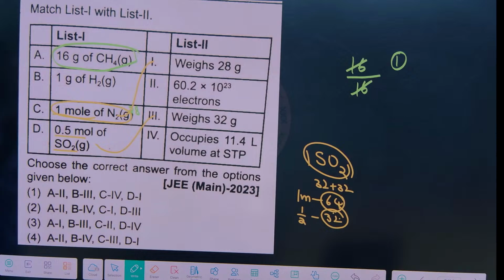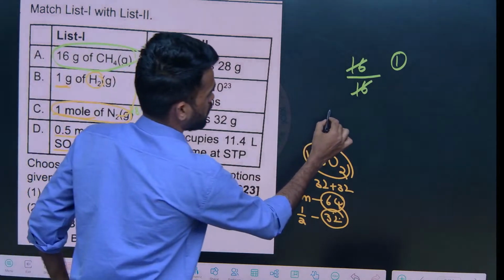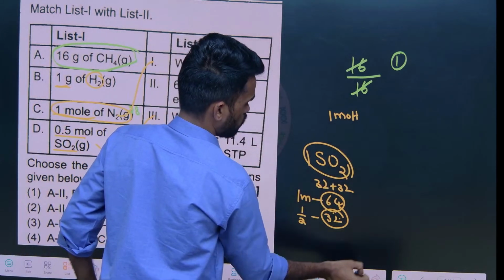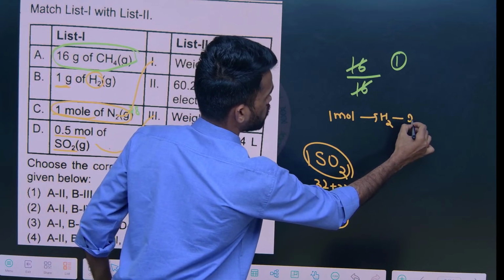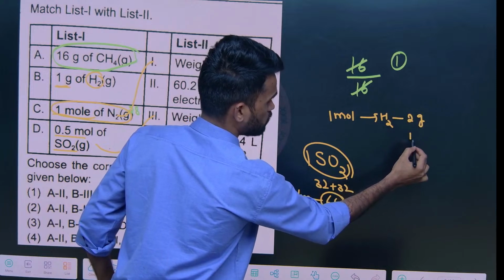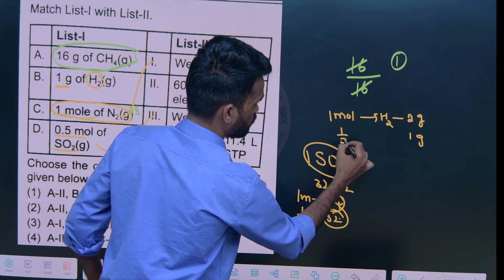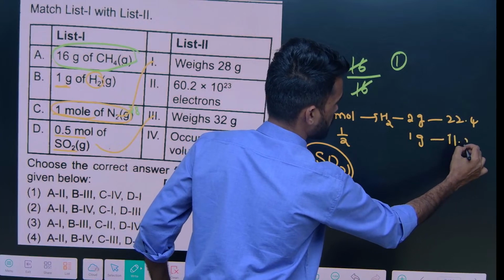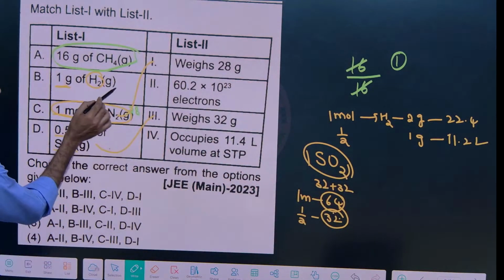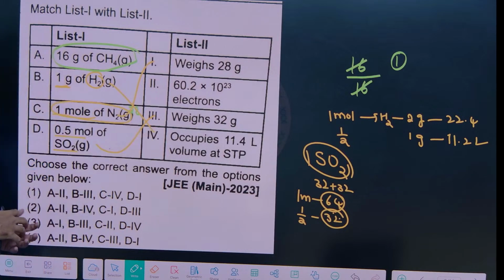Now you can see this, 1 gram of H2. 1 mole of H2 is 2 grams. So if I say only 1 gram, I am dividing this by 2. It means it becomes half mole. So 1 mole occupies 22.4 liters, but half mole occupies 11.2 liters only. So 1 gram of H2 occupies 11.2 liters here, it is given. B4. The next, what are we remaining with?